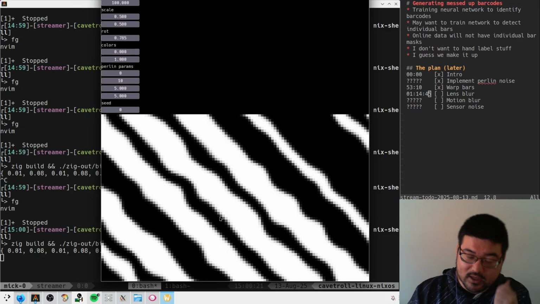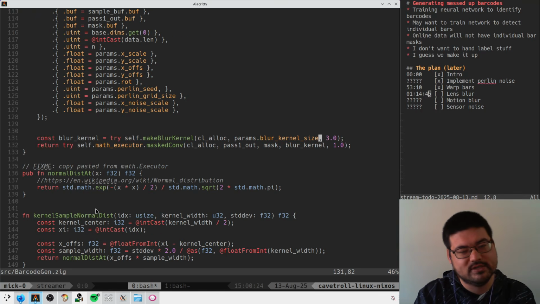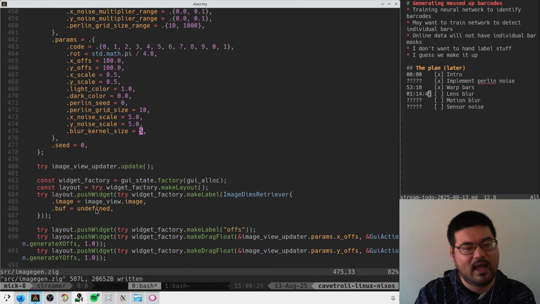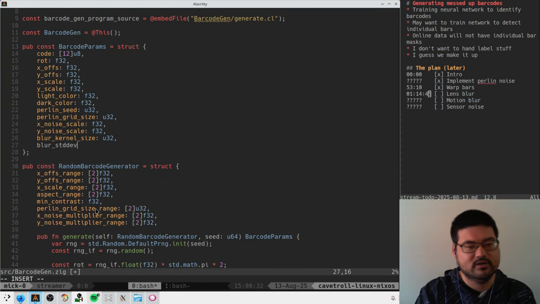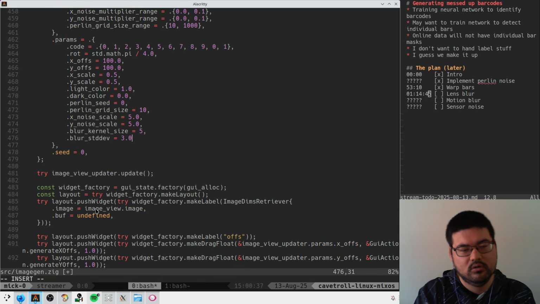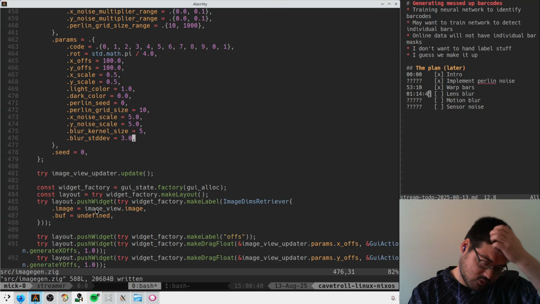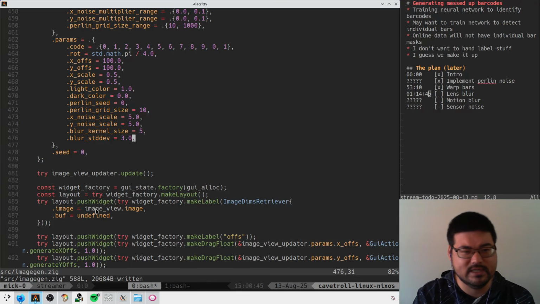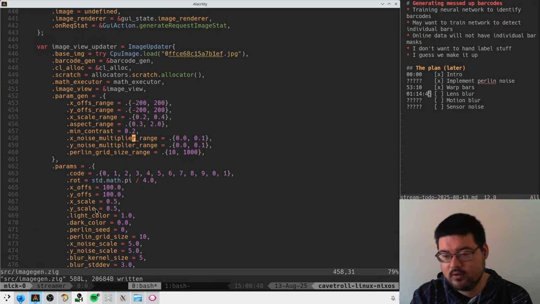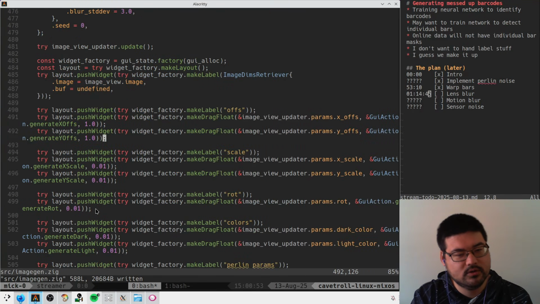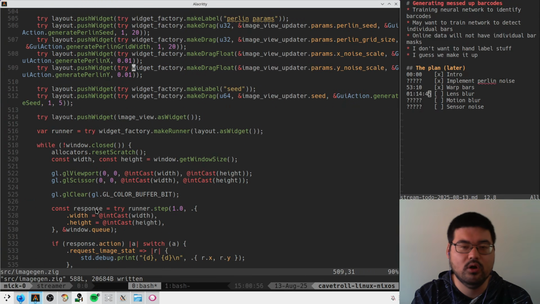So we could do things like set the blur kernel size to 5 for a second. And can we add in the blur standard deviation here? We should be able to increase or decrease this and start to see more or less of an effect. That's what I would hope to see here. So can we throw blur params on here?